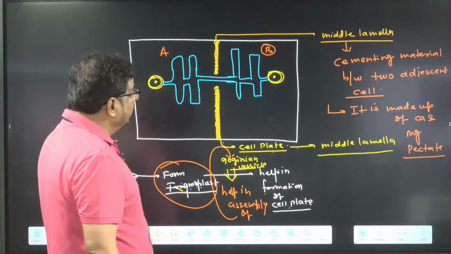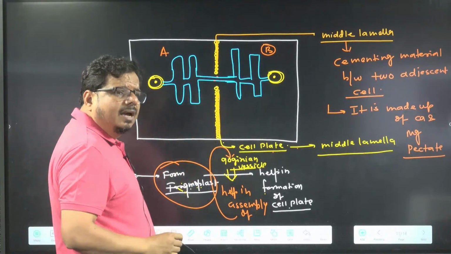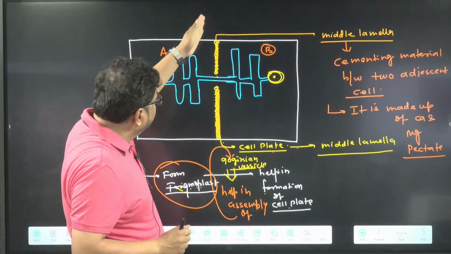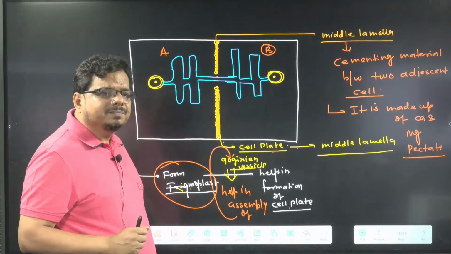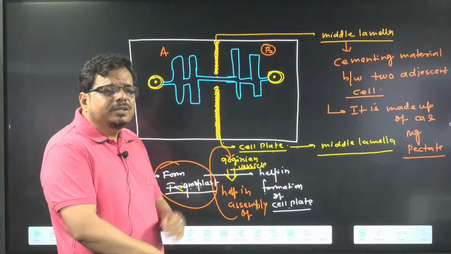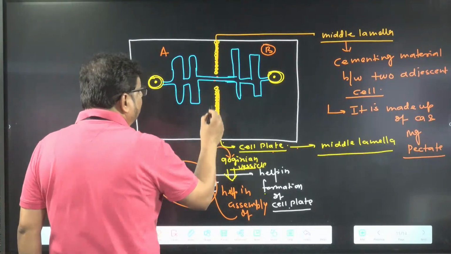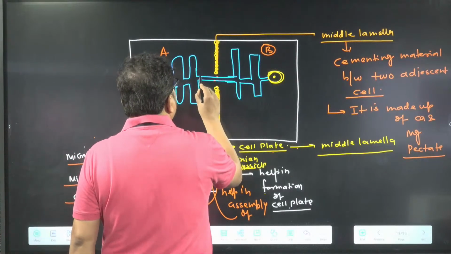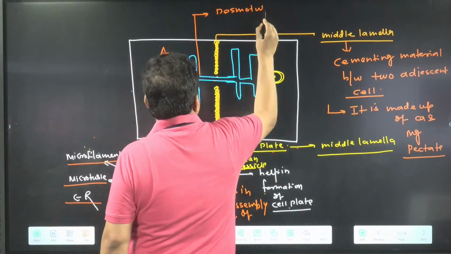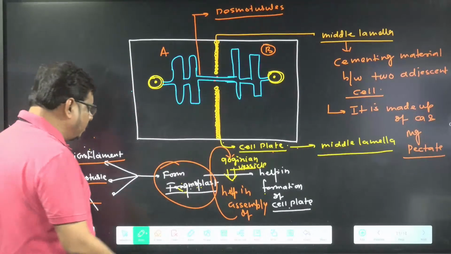But where is middle lamella not there? Where tubes of endoplasmic reticulum are there? How can they pass through? The tube is intervening, na? They are not giving the free space. So the middle lamella is not present where these tubes of ER are there. Understanding the idea? Now this tubule of the ER that is present is called, I am writing the name, desmotubule. Are you understanding the things or not?